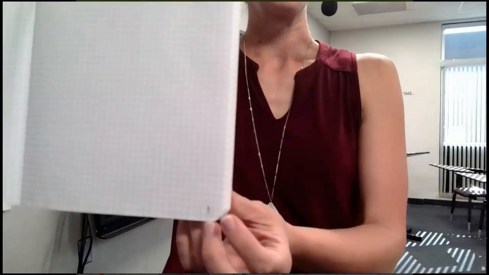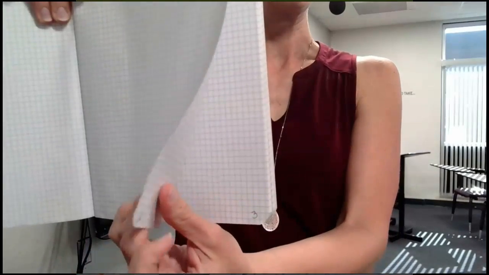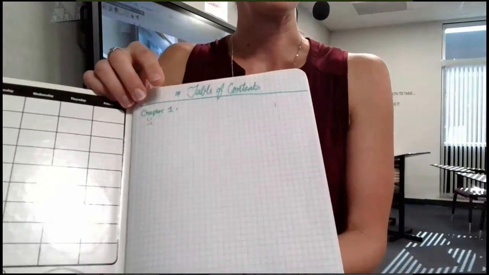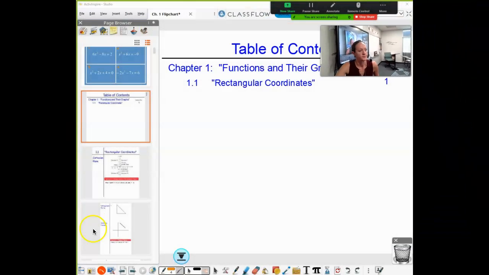And then start numbering. There you go. Start numbering page 1. And then the next one's going to be page 2, and then page 3, and then page 4. And that way we can keep track of exactly what we're covering and where we're covering it. Does that make sense, everybody? Table of contents. And then start numbering your pages.